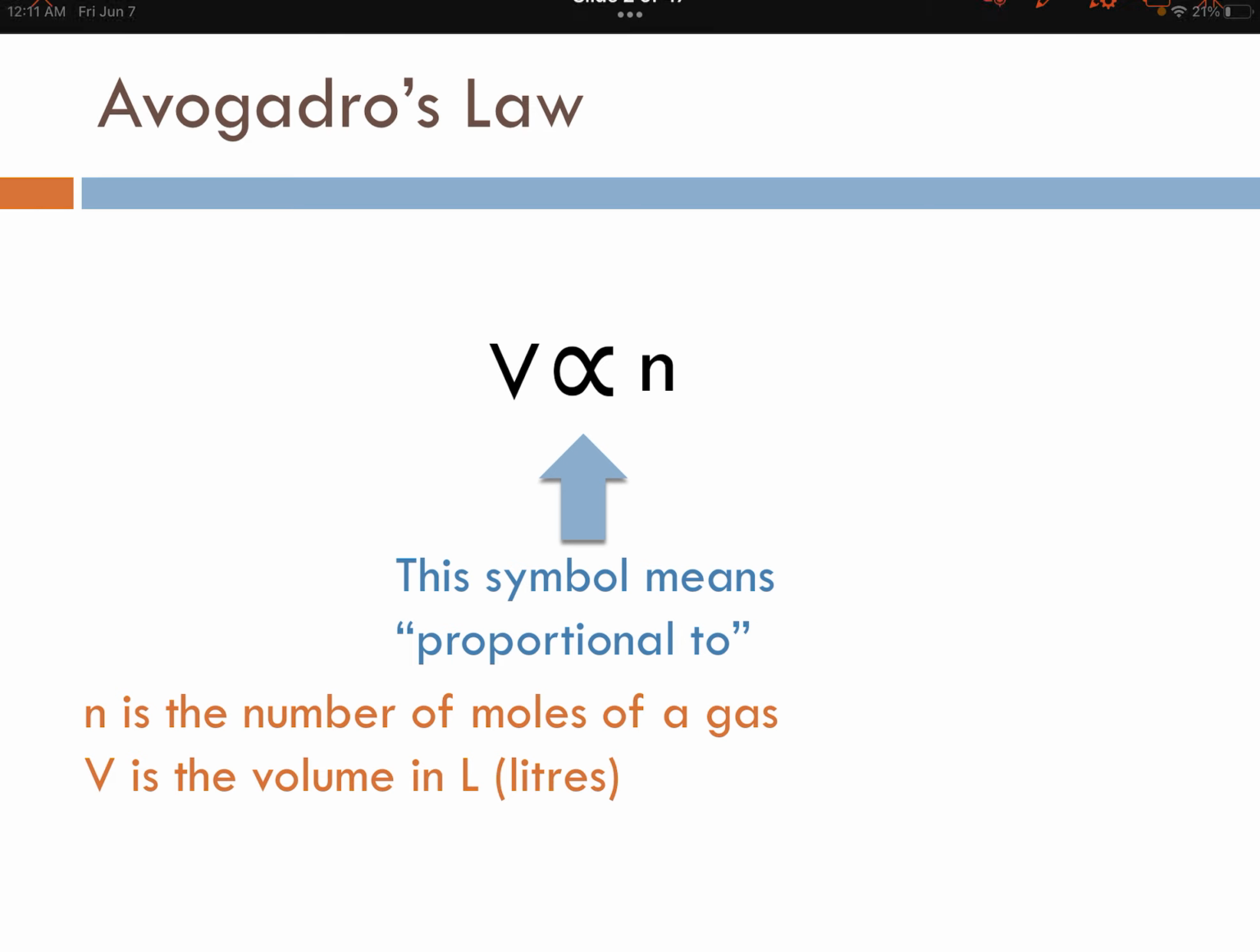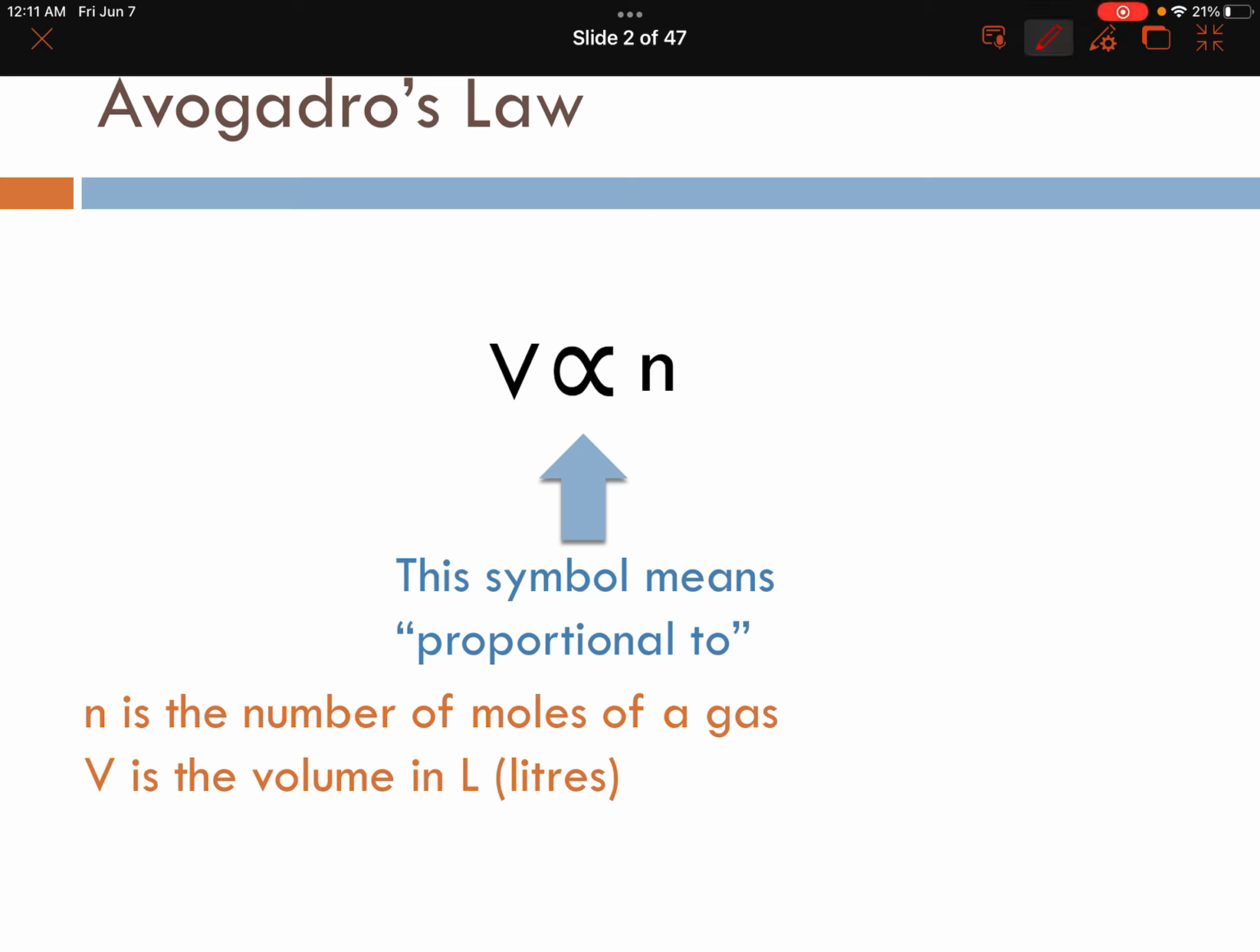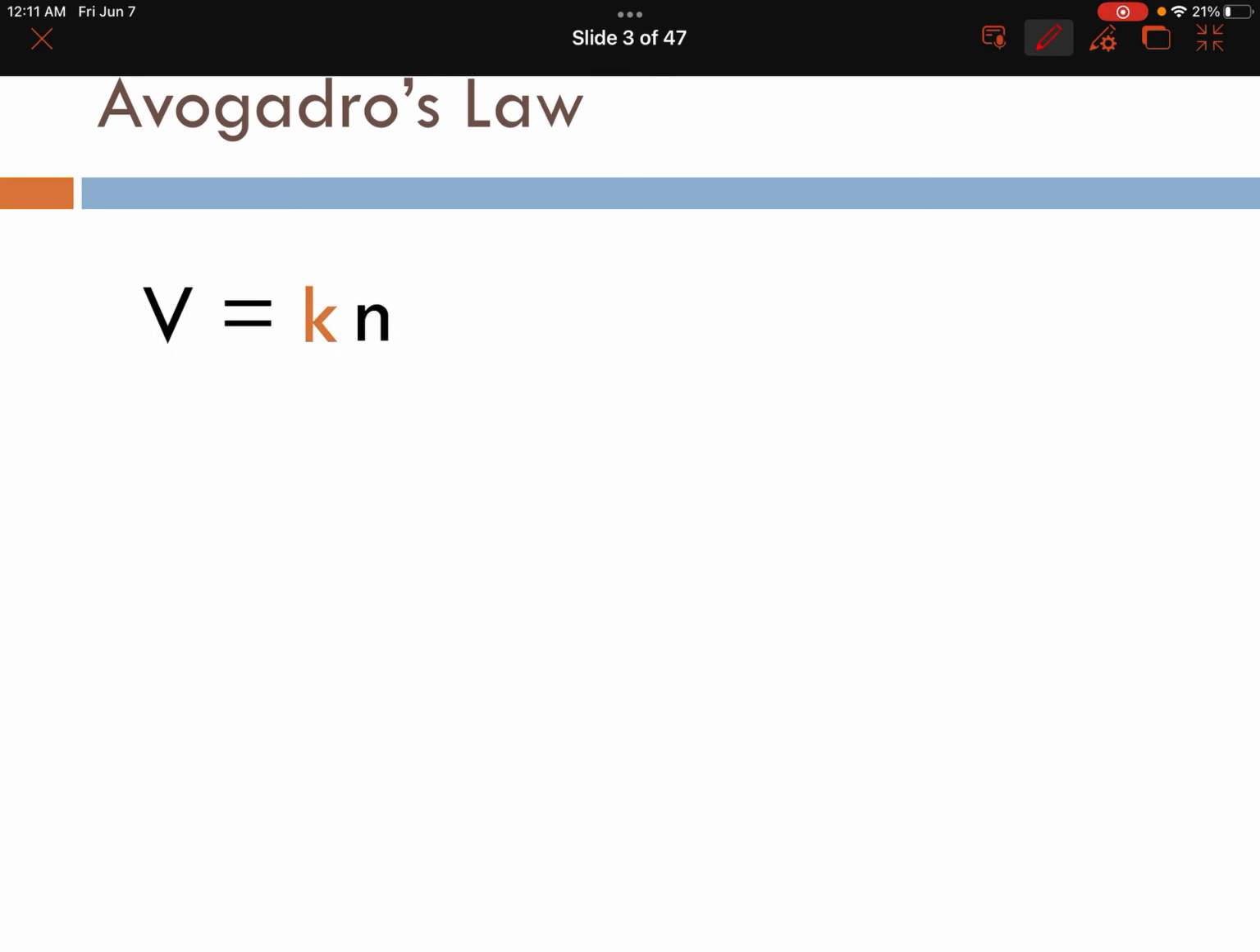So in other words, as the number of moles goes up, the volume will go up if your temperature and pressure remain the same. Or as the number of moles of your gas goes down, the volume will go down. Those things are directly proportional to each other. That means that they move together. As one goes up, the other goes up. As one goes down, the other goes down.